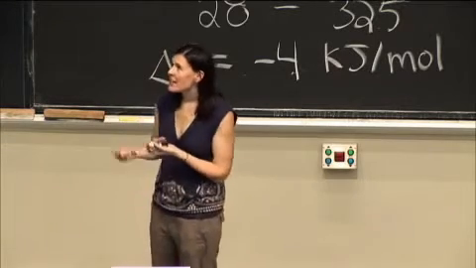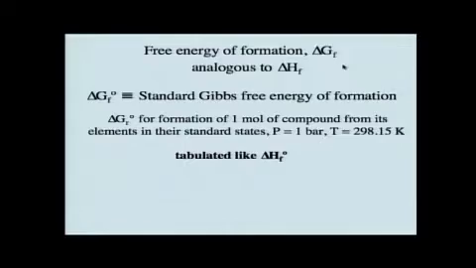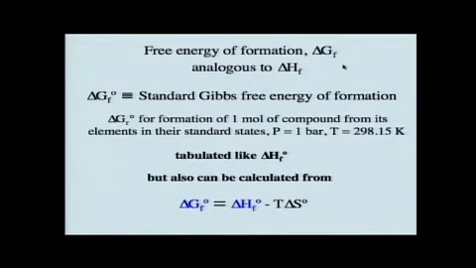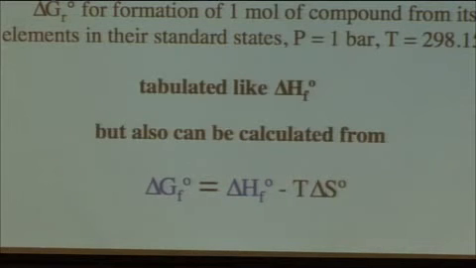We know that we can tabulate it just like we tabulated delta H of formation, but we can also calculate it from this equation here. It looks like I already told you this, which I did, but I told you a more general form, which was for the free energy of a reaction. This is the free energy of a reaction which is the formation of a certain compound, and the free energy of formation equals the enthalpy of formation minus T delta S.